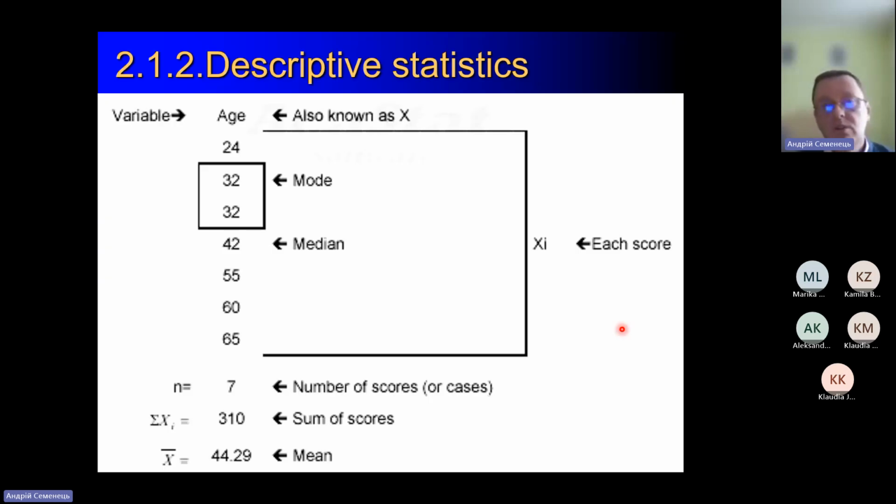So how does it visually look in data? Here we have a very small data set of a variable which represents age, our x. So here is x, each score. We have the number of scores, or sample size. I very often use the term sample size for n. Number of scores and sample size are the same. Then we have the sum, and the arithmetic sum divided by the number of scores gives us the arithmetic mean. We have the median, and we have the mode because two values are repeated there.